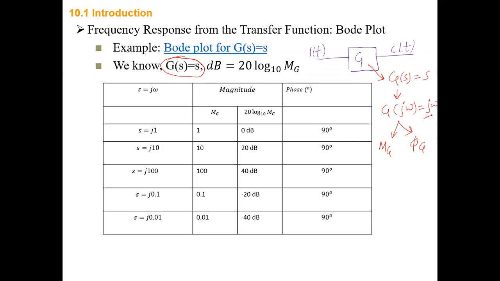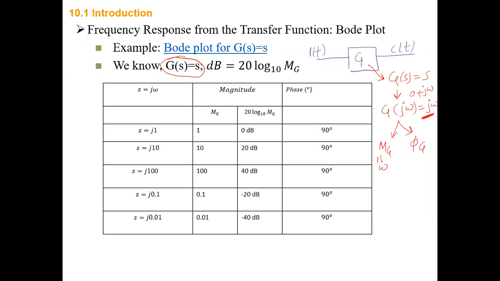What is the real part here? Real part is 0, right? 0 plus j omega. So what is your Mg? Mg is real square plus imaginary square, 0 square plus omega square, equal to simply omega. That's your Mg. Mg is omega.